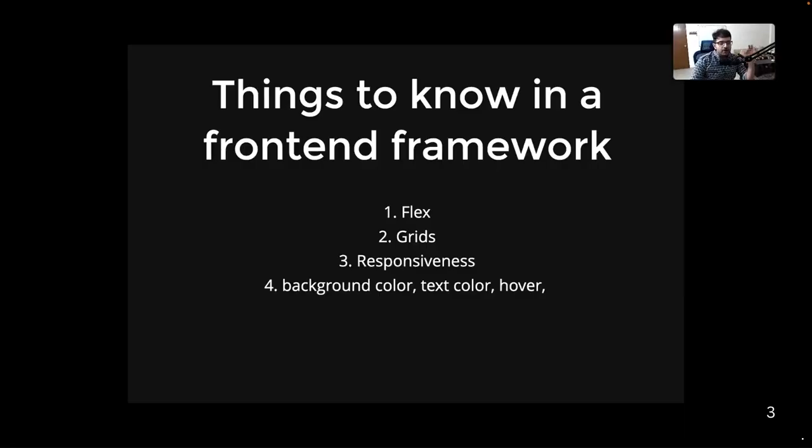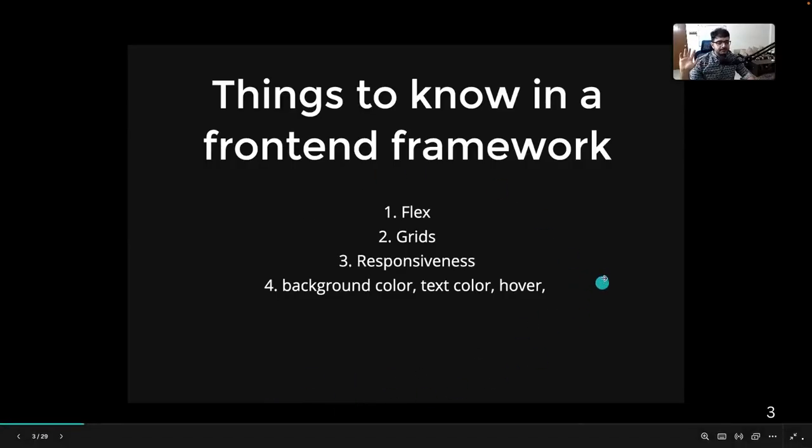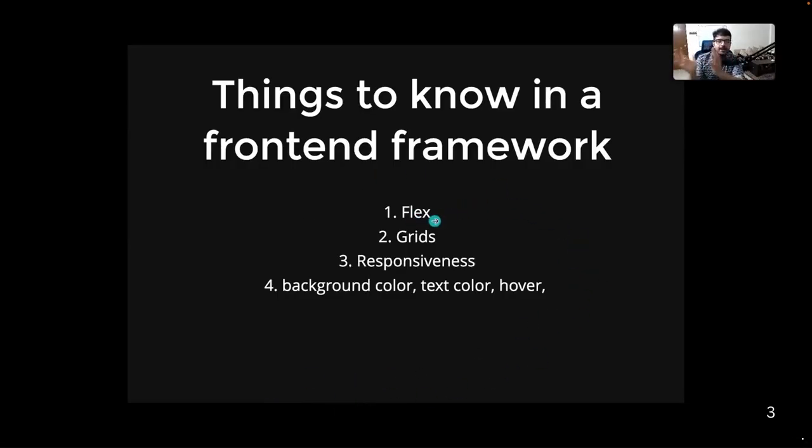Whenever you're deciding a front-end framework, in most websites, these are the difficult bits. How do you align items in various places? Grids also let you do the same thing. Responsiveness. If you make it smaller, does it conform to the mobile styles? If you make it larger, does it conform to the design of the desktop? And lastly, standard styles like text color, background color. If you hover over something, the background color should change.